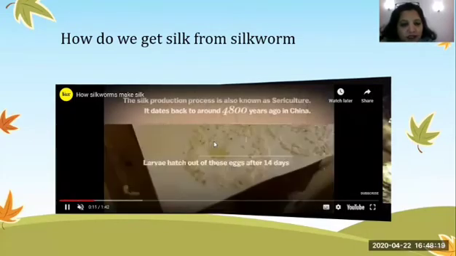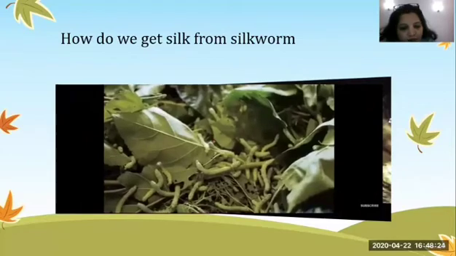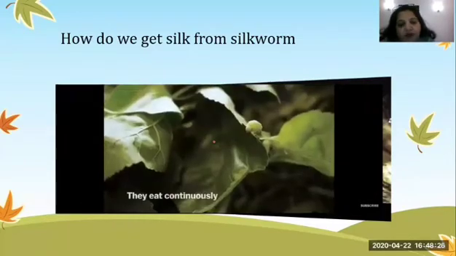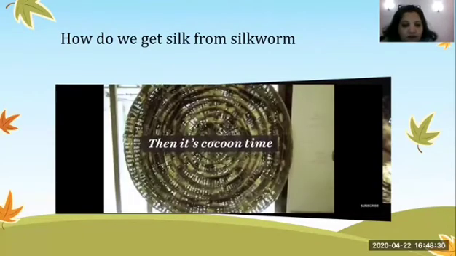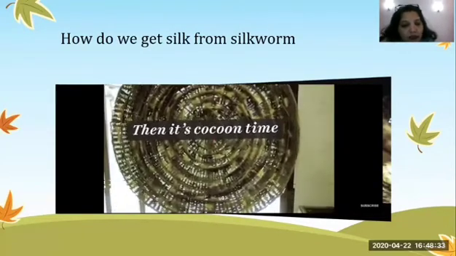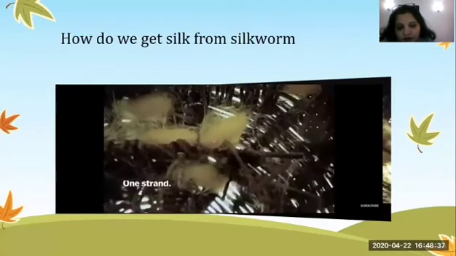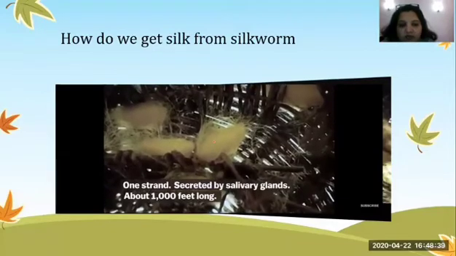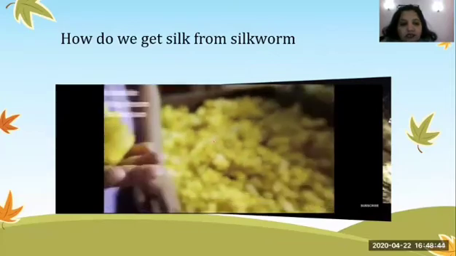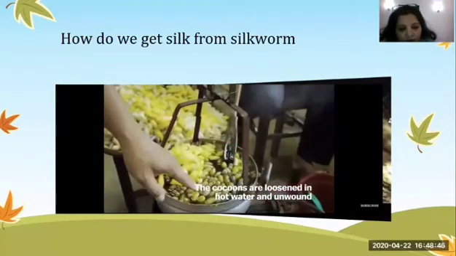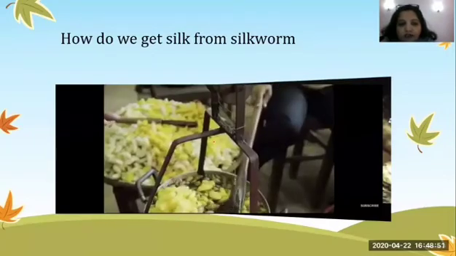Here you can see the image of a silkworm eating mulberry leaves. They will be feeding on mulberry leaves for around 42 days. After 42 days, they start making cocoons. In the cocoon, they will spin their silk for 3 to 8 days, and one strand will be approximately 1000 feet long. Then these cocoons are either boiled or kept under the sun to remove the silk thread.